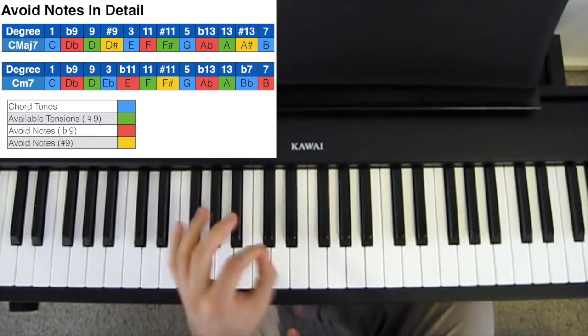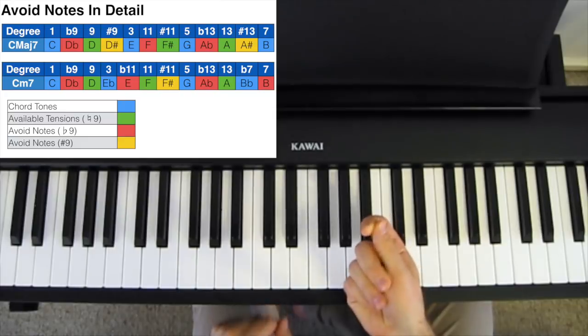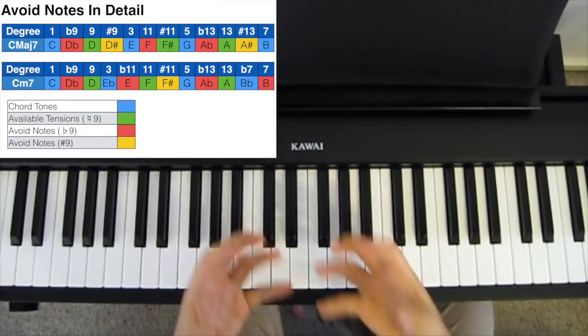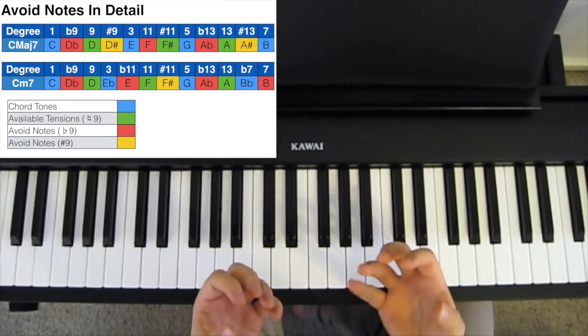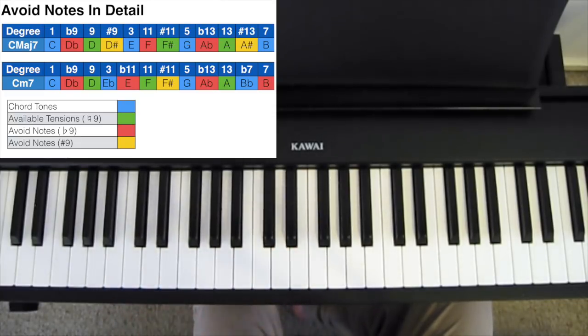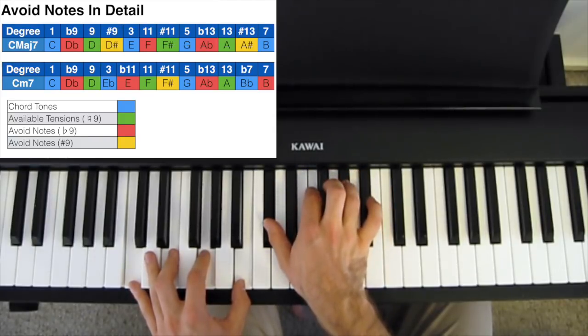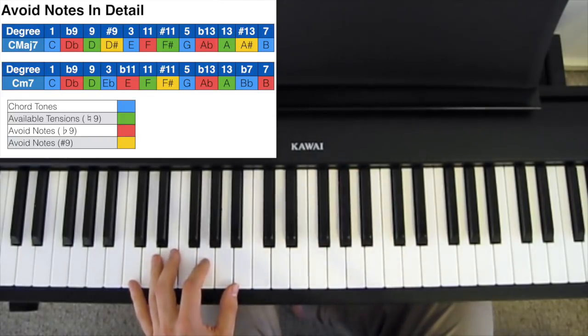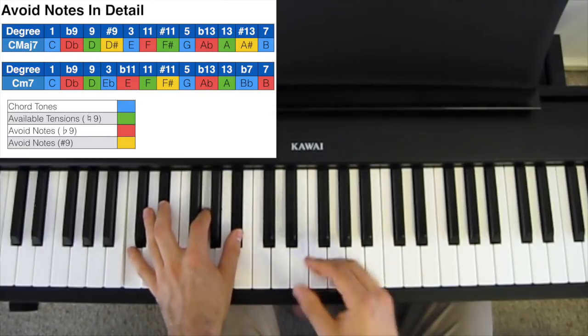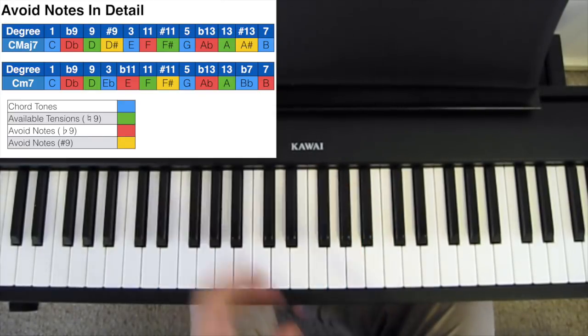Now, you cannot add tensions that are a flat 9 above a chord tone, because they create too much dissonance against a chord that should be quite consonant. So over a major 7 chord, this would be the flat 9, 11, and flat 13. And over a minor 7 chord, this would be the flat 9, flat 11, and flat 13. Now, the tricky part is this.